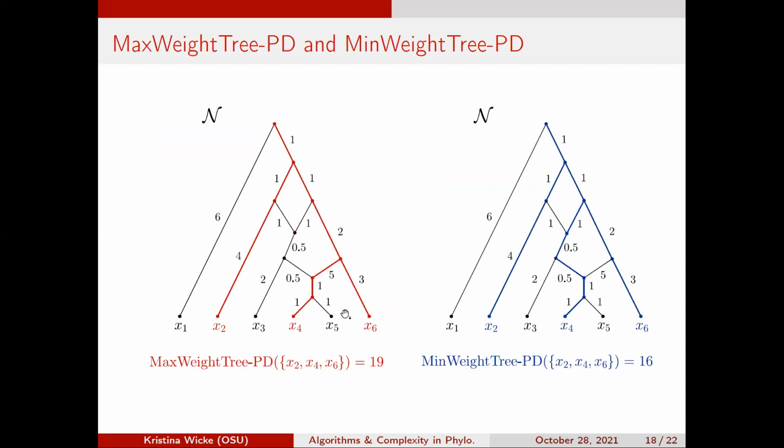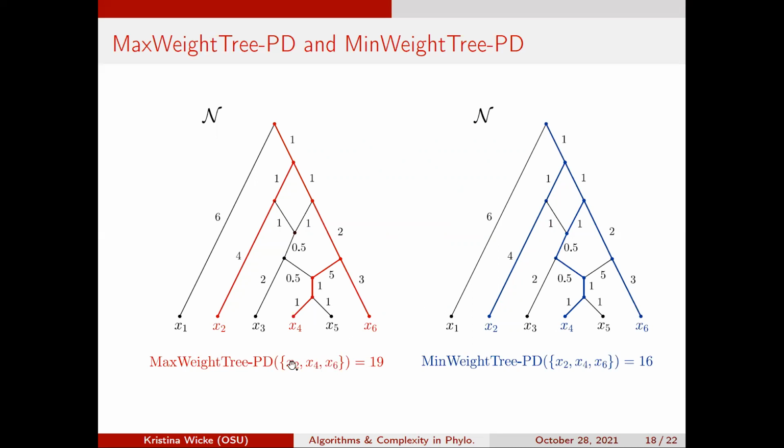So here's an example for this network I showed before. For max weight tree PD, in this case, we get a value of 19. And this is given by this red connecting subtree. For min weight tree PD, we get a value of 16. And this is, for instance, realized by the blue tree given here. But in the case of min weight tree PD, there's another tree that gives this value, because instead of using this edge, I could also have used this edge. Max weight tree PD will turn out to be an upper bound for network PD, and min weight tree PD will be a lower bound for network PD.